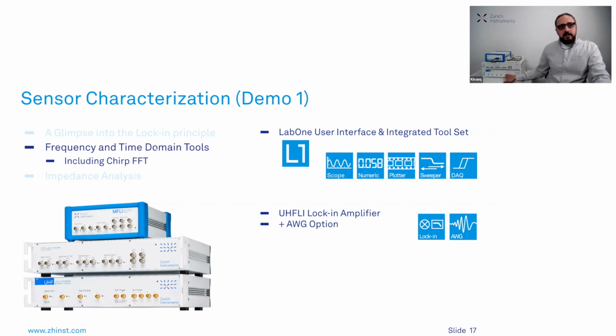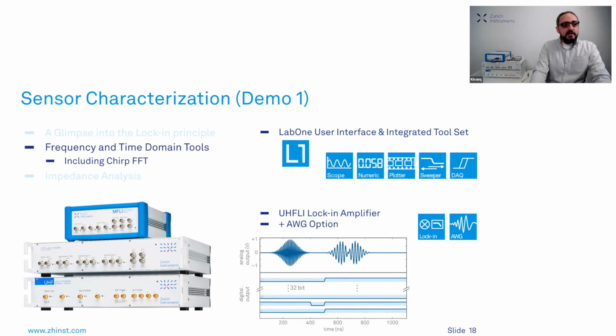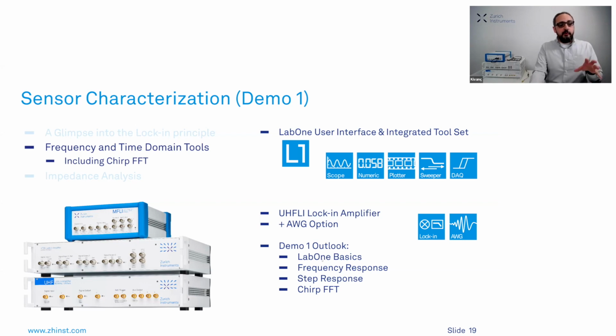I will do it with the UHFLI lock-in amplifier. The reason I chose UHFLI is because I also want to show you chirp FFT among these tools. Hence, I need an arbitrary waveform generator, and UHFLI, as I mentioned, comes with it. And what is an arbitrary waveform generator? It's essentially an instrument that can generate user-defined waveforms as complex as such. And it also provides triggers, markers, etc. During this first live demo, we will look into LabOne basics. We will look into the frequency response of the instrument, step response, and then chirp FFT.